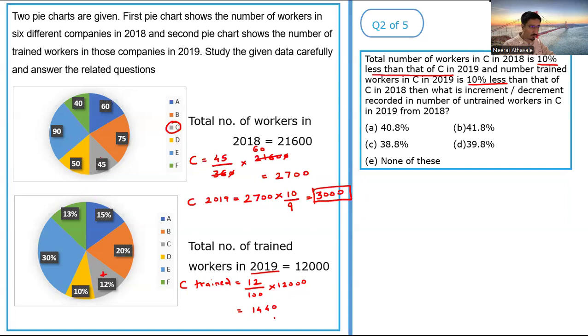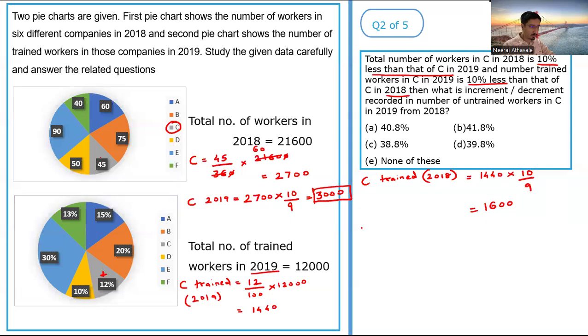Now this 1440 is 10% less than that of 18. So this is 2019 value. Now C trained 2018 will be 1440 into 10 by 9 again. So that comes out to be 1600. Okay.